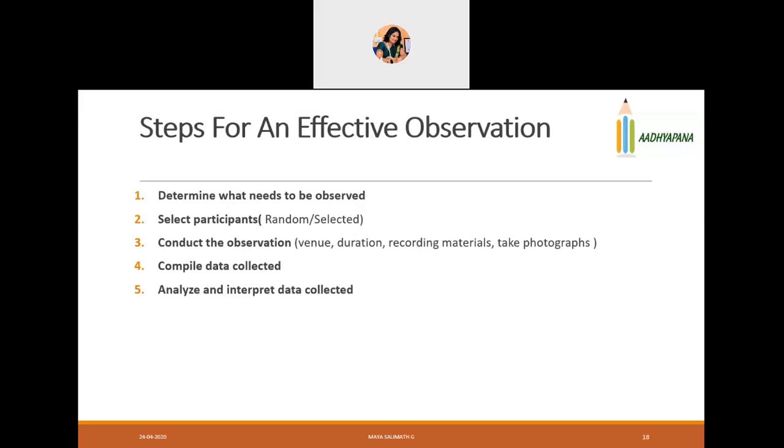Steps for an effective observation. This is the process by which you can make your observation process very effective. Determine what is to be observed. You will have to make a list of what observations are to be made. Select the participants, whether random or already selected. Conduct the observation: venue, duration, record material, taking photographs and other things, and also videos. Compile the data, and analyze and interpret the data. This is how your whole observation process can be planned.